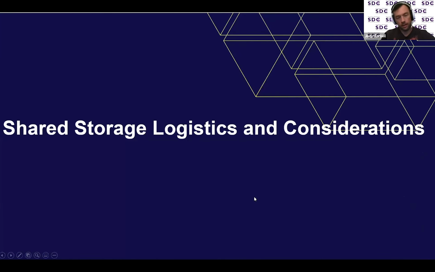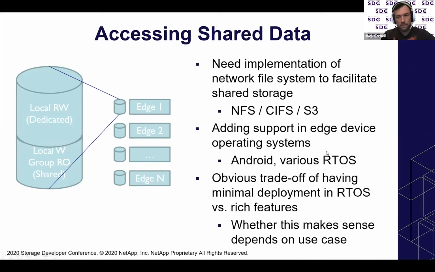So we've talked a lot about concepts and ideas and not a lot about the logistics of it. So we'll jump into that here, and what some of the considerations are as well. Accessing shared data is a capability that we can enable by implementing a networked file system on the edge devices. And there are various network file systems. The big ones would be NFS and CIFS, and we'll enable those with S3. But how do we add that support?